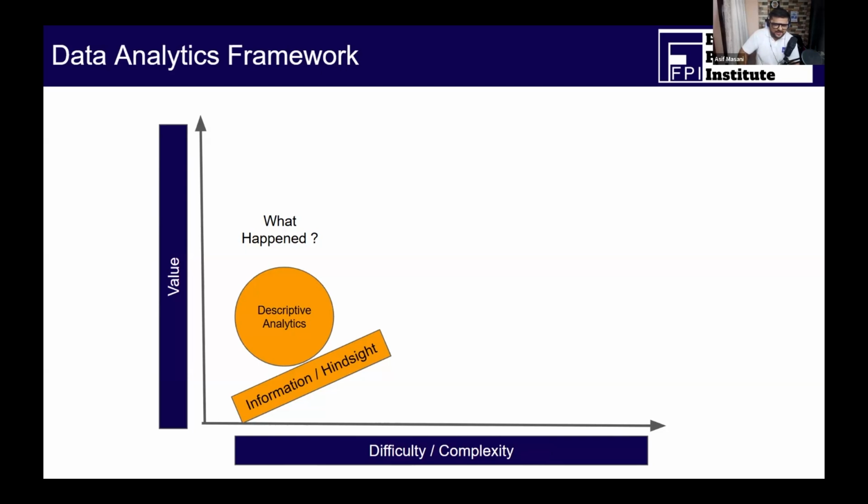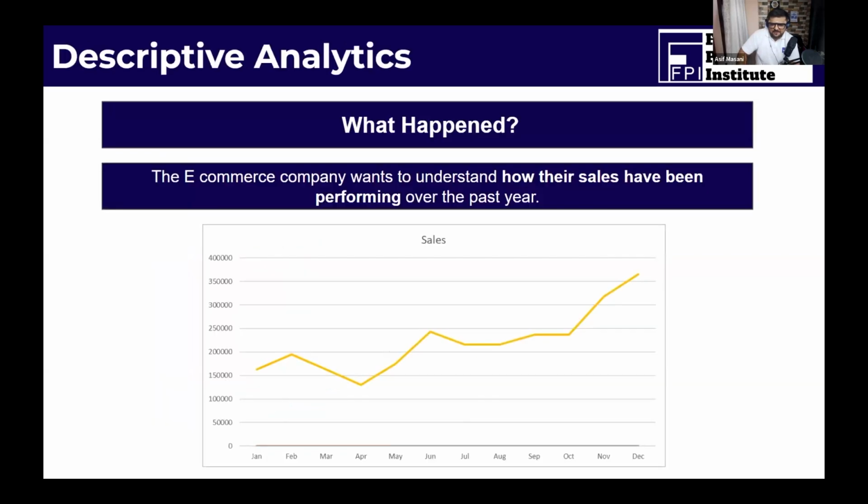Okay, so now you're looking at that e-commerce company we talked about, which sells goods on its website. You're working for that company, and the company wants to understand how their sales have been performing, and you get the last 12 months of data. Let's assume the calendar months, January to December. You get the raw data, do some analysis, and come up with this chart, which is a line chart that shows the sales data from January to December.